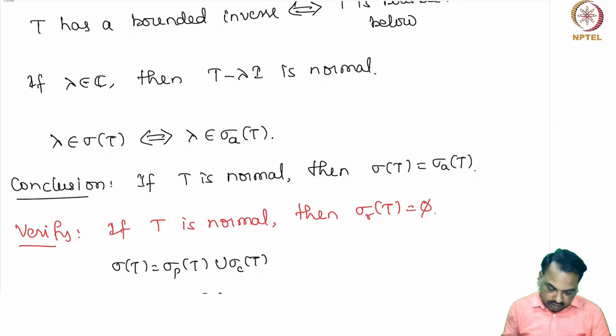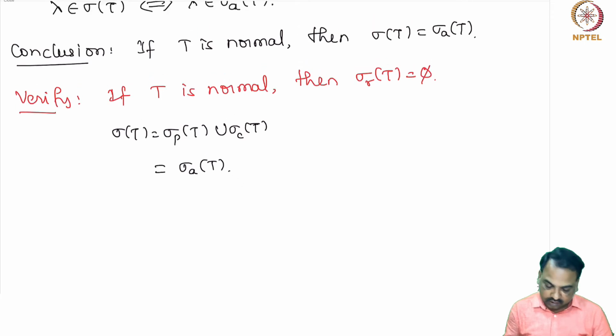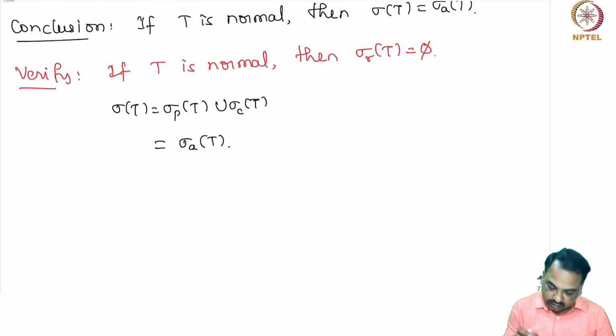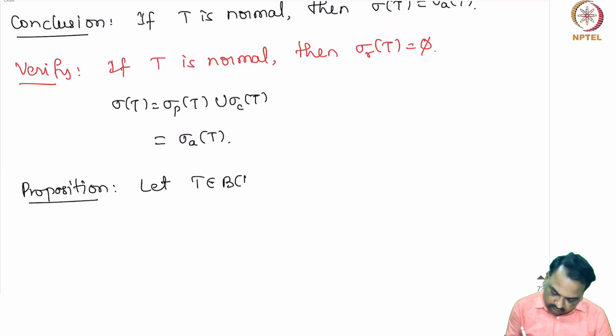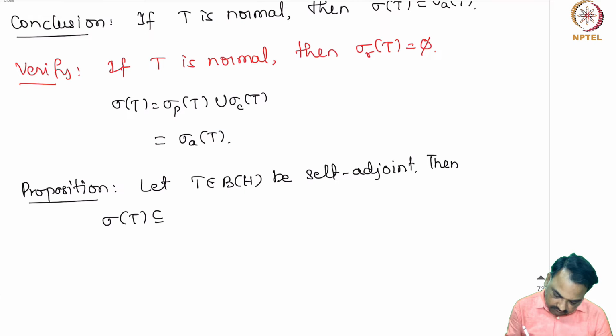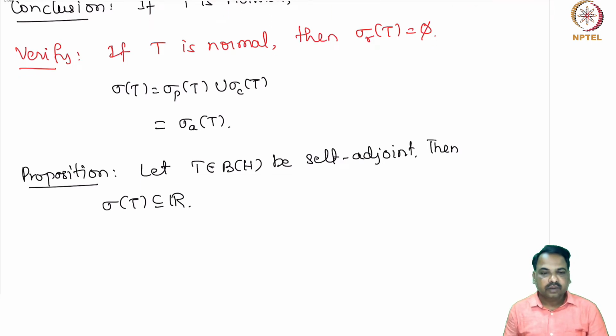Okay. Now let us look at properties of self-adjoint, unitary and orthogonal projections, how the spectrum looks like. Okay. So if T is self-adjoint, let T be a self-adjoint operator. Then we can say that the spectrum of T is a subset of R. So this we have observed earlier when we looked at an element of a C-star algebra. If it is self-adjoint, we have shown that the spectrum is a subset of R.